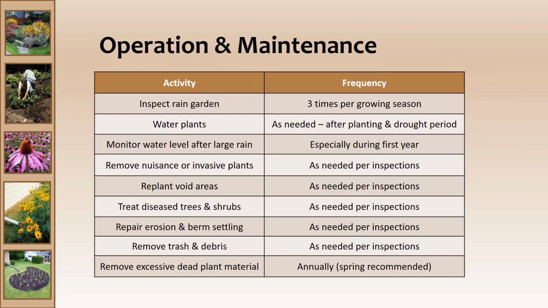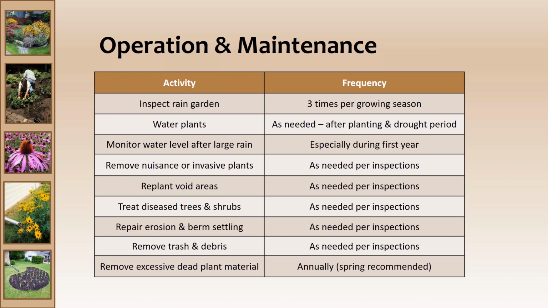For operation and maintenance, there's quite a few elements to that in the standard about what you should and shouldn't do, but really we summarized it in a simple table, which I copied right into this slide here. And it all revolves around inspecting the rain garden 3 times per year during the growing season. And then from that, you can determine what other maintenance requirements are needed, such as erosion repair, removing the trash, removing dead plant material, and so on.